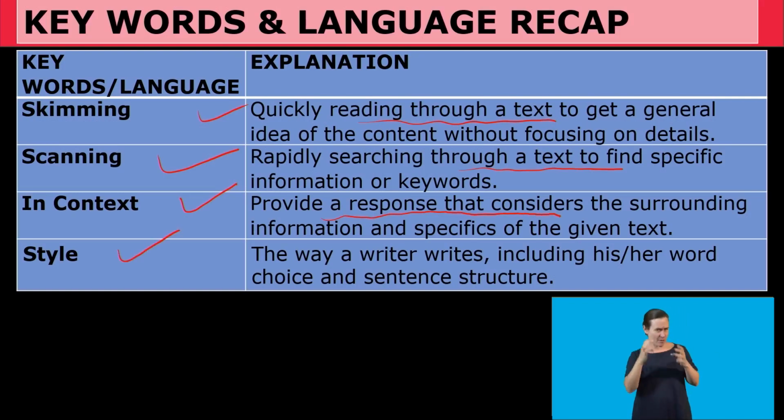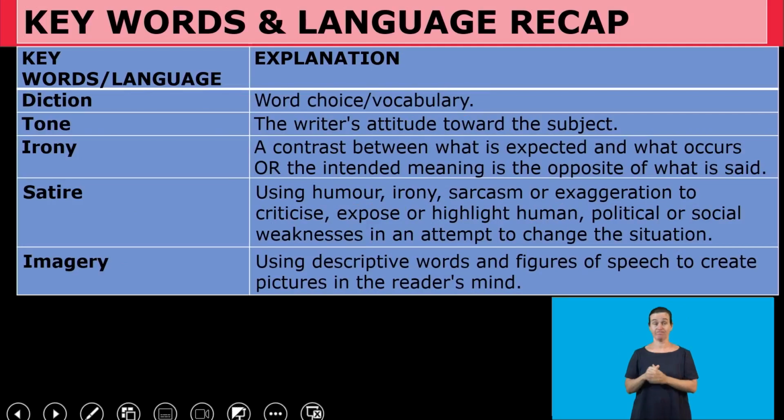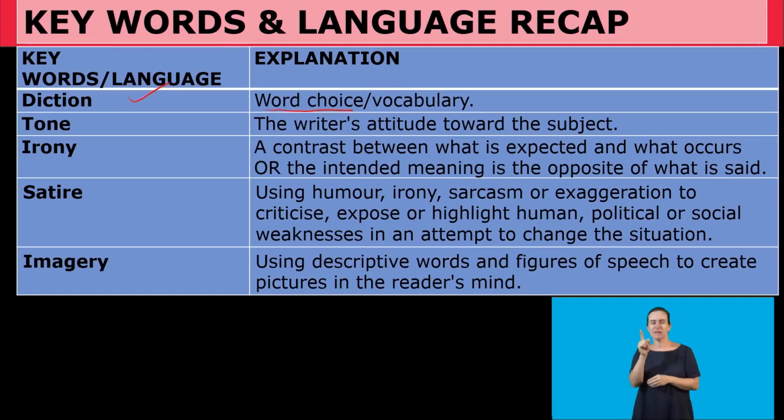The style is also very important. That is how a writer writes, including his or her word choice and sentence structure. Other key words that you need to be aware of and you need to understand is diction. There will always be a diction question that focuses on word choice or vocabulary. The tone is the writer's attitude towards the subject, also shown through diction.